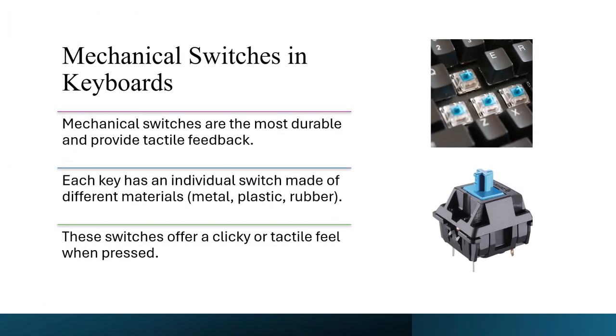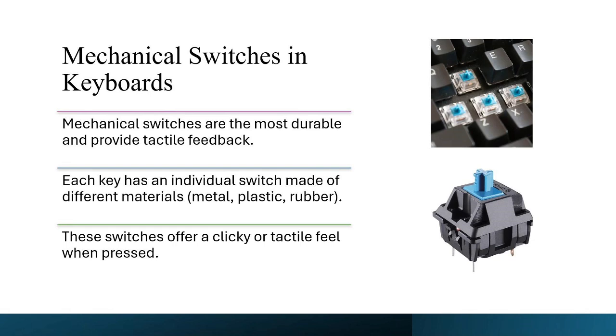Now let's talk about mechanical switches. These are the most popular type of keyboard switches. They give what we call tactile feedback. This means you feel a small bump or resistance when you press a key. Each key has its own switch made of materials like metal, plastic, or rubber. When you press a mechanical key, you might hear a click sound and the key feels solid. Mechanical keyboards are very popular because they last longer and feel satisfying to type on.